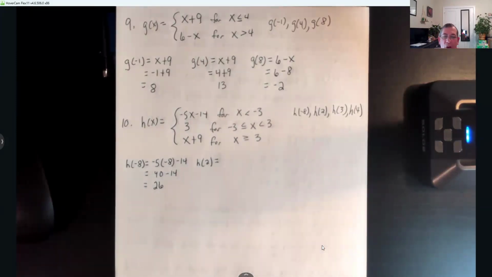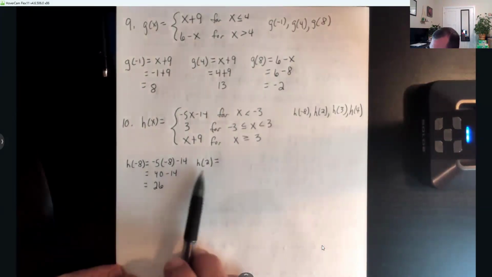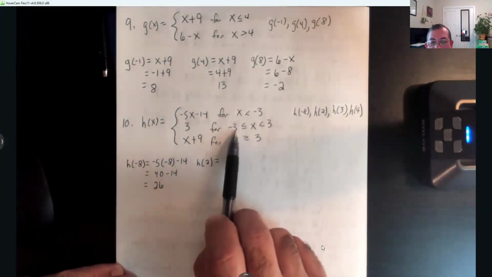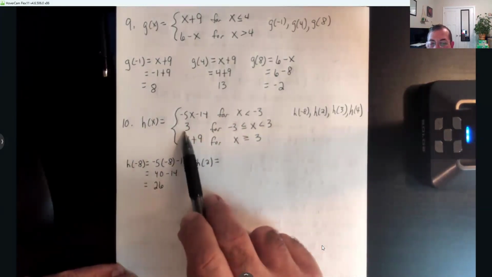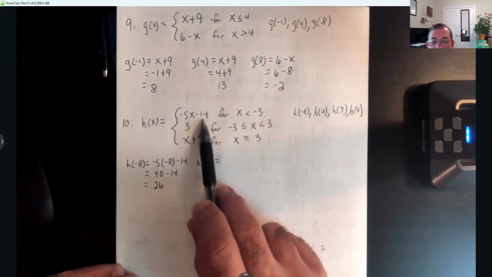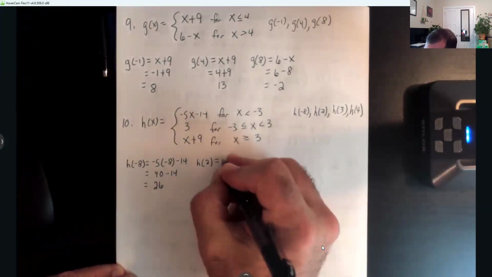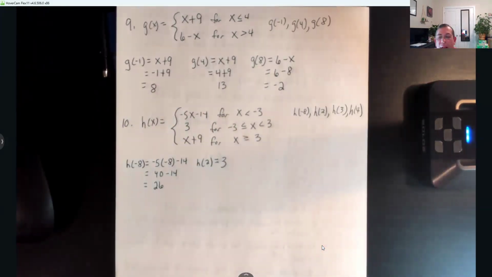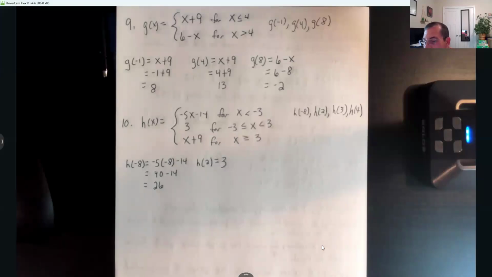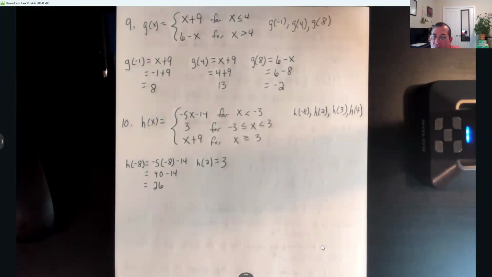So which equation are y'all using for h of 2? Now here's the thing about this one. Anything between -3 and less than 3 equals 3. There's not a variable to plug in. So that means h of 2 automatically equals 3. That's one of them little constant parts. So anything in that section there from -3 to 3 is just going to be a straight line going across equal to 3, okay?